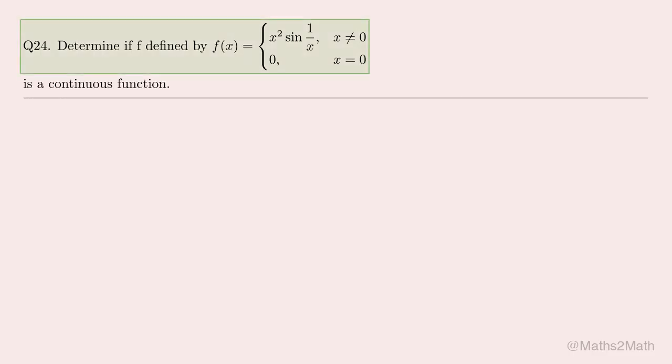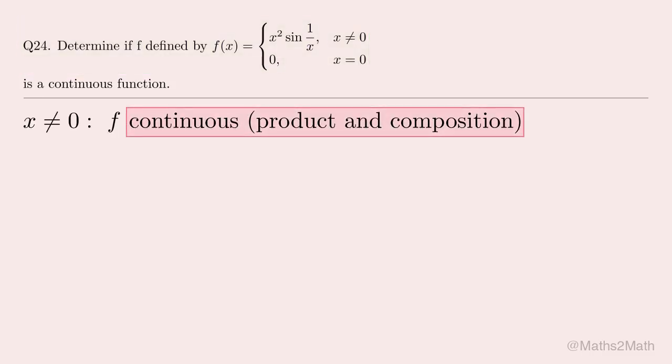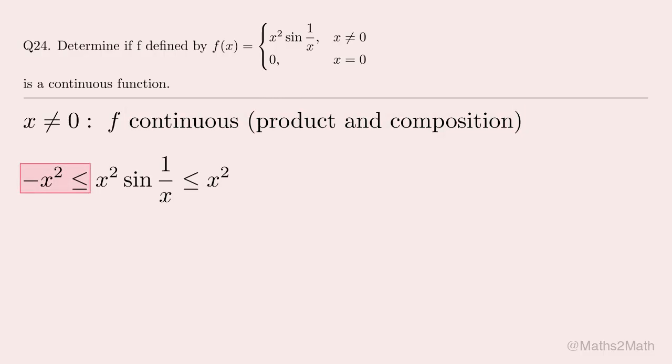Question 24. The wild oscillation of sine of 1 over x, tamed by the factor x squared. Sine is bounded between -1 and 1. That bound is the key at 0. Away from 0, f is a product and composition of continuous functions, hence continuous. At 0, bound the function.